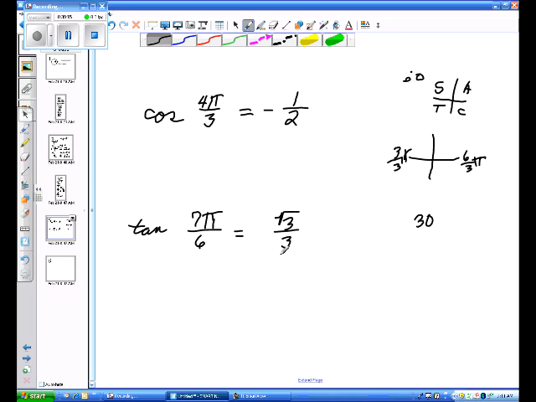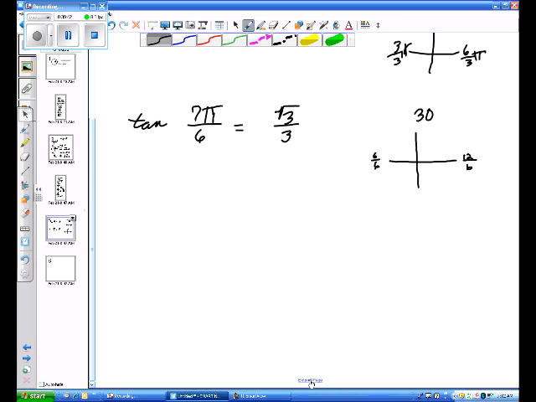Now we have to decide which quadrant we're in. Well, 7/6, 7's greater than 6. So we're either in the third or the fourth. 1 would be 6/6, 2 would be 12/6. And 7 is closer to 6, so we're in the third quadrant. In the third quadrant, tangent's positive.